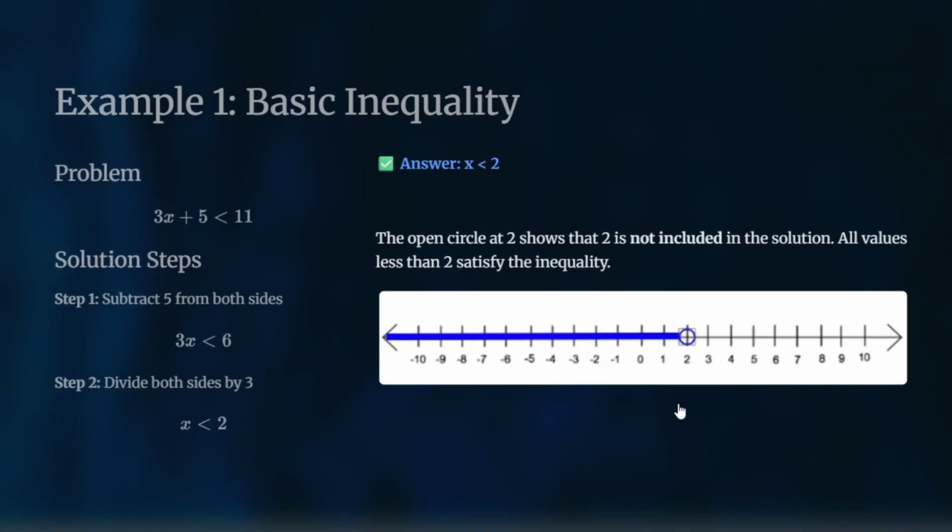And if I show this solution on the number line, you can see that I have an open circle at 2 that shows that 2 is not included in the solution. And all values less than 2 satisfy the inequality. So you can see that my line goes to the left.